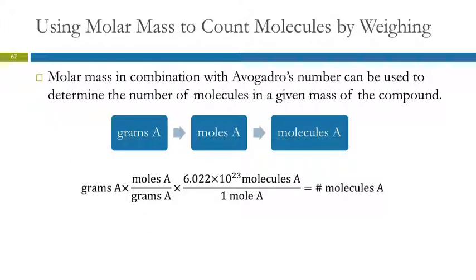We can use the molar mass of a compound just like we use molar masses of elements, but now we're not counting atoms, we're counting molecules. And so the big picture here is you take a mass of your compound, you convert it to moles using the molar mass, and then you convert it to the number of molecules using Avogadro's number.